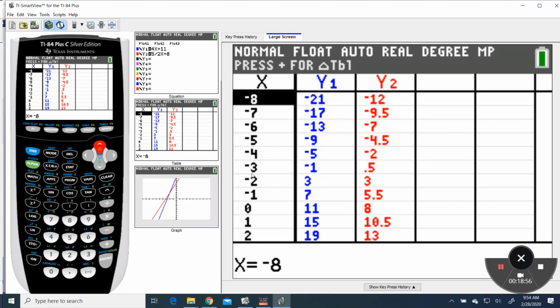But anyways, here's another way to do it with your calculator. This is the x value, this is the y value. The x is 0, the y value is 8 for the second equation. When x is 0, the y value is 11 for the first equation. So anyways, that's how you can get some points to plot on your paper. You can get your points from the calculator.